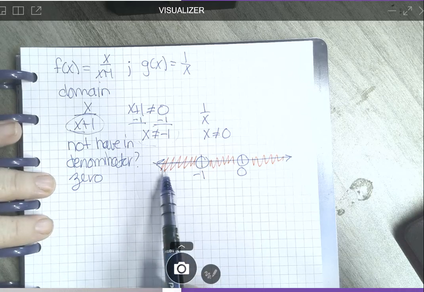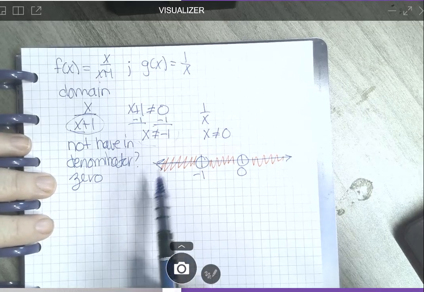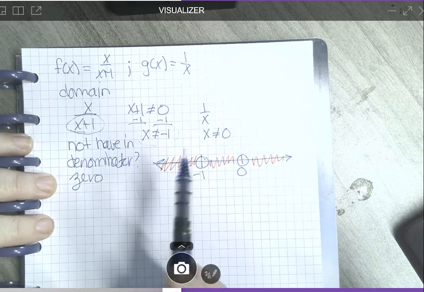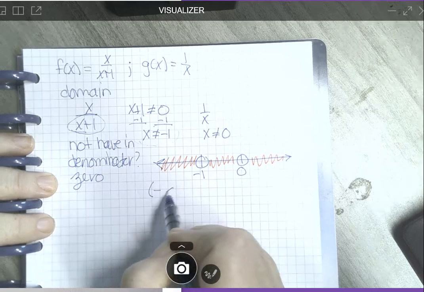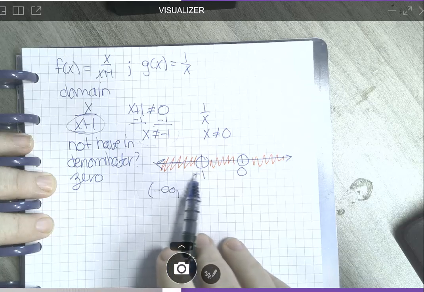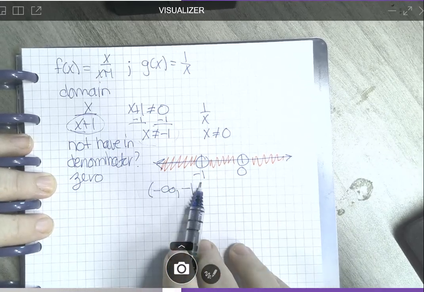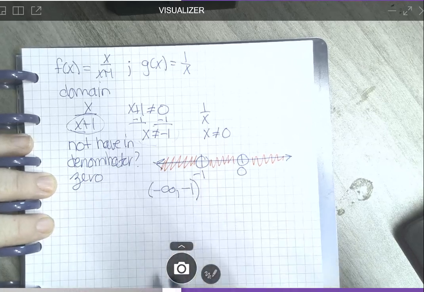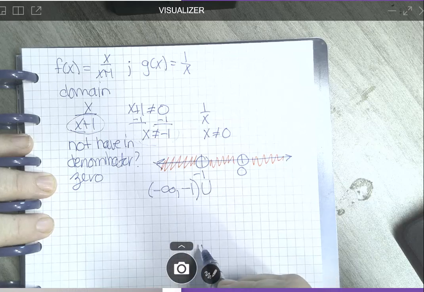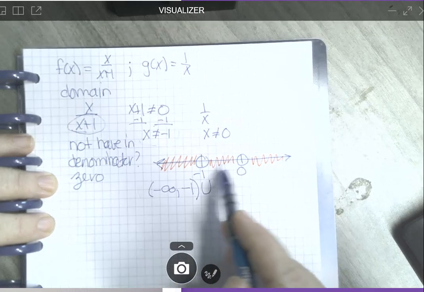Where am I going on the left? We're coming from negative infinity, and where are we going? Well, we're going to negative 1. Does it include negative 1? No. So we're going to have a parentheses. Then what we're going to say is union. Okay? And we need this middle stuff.